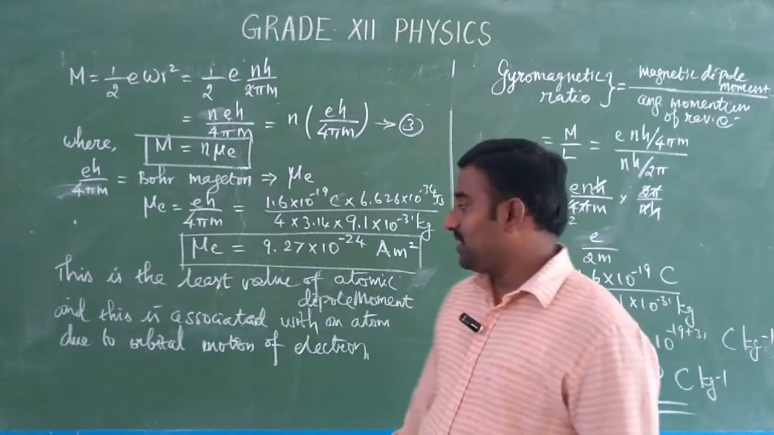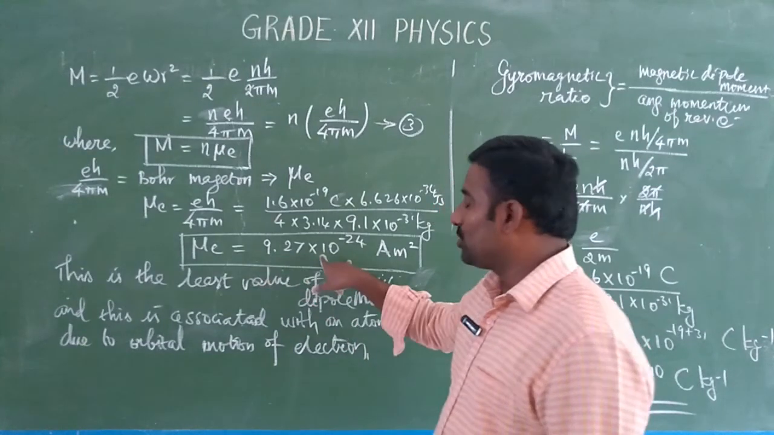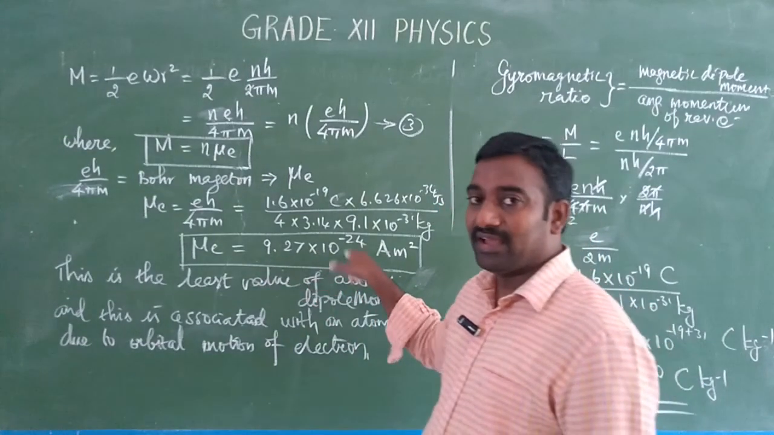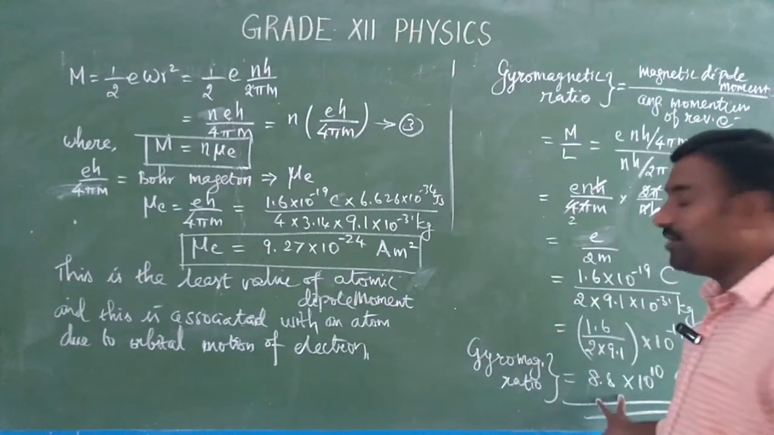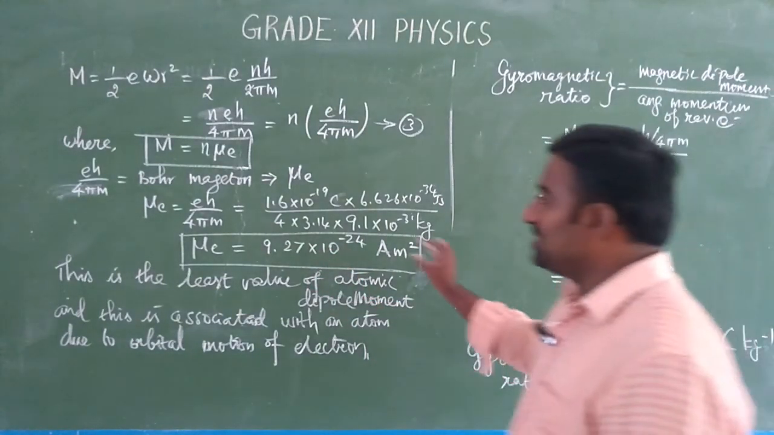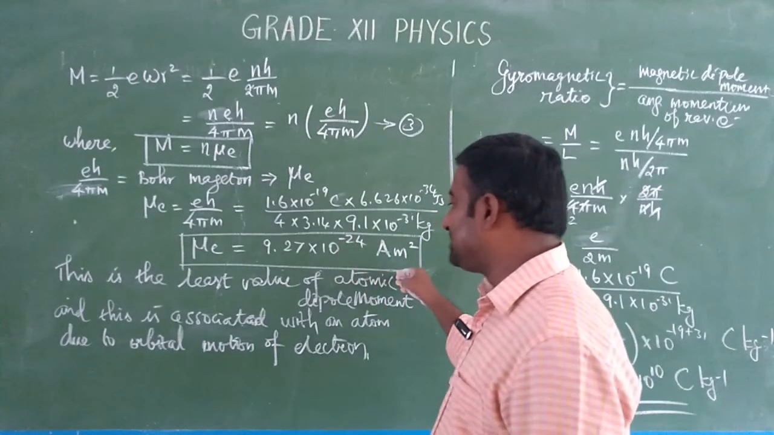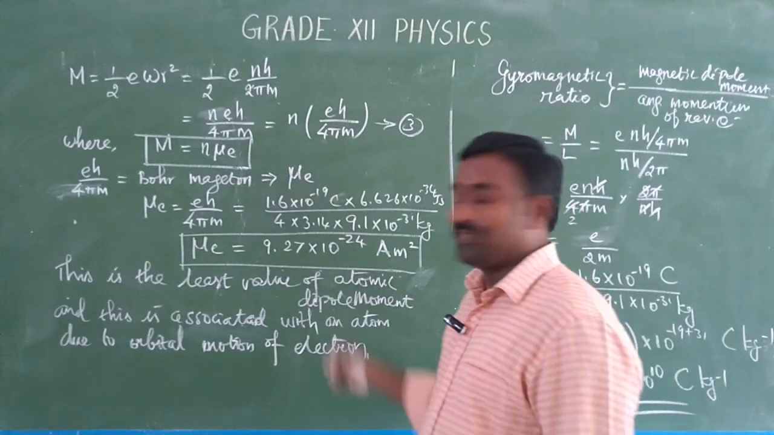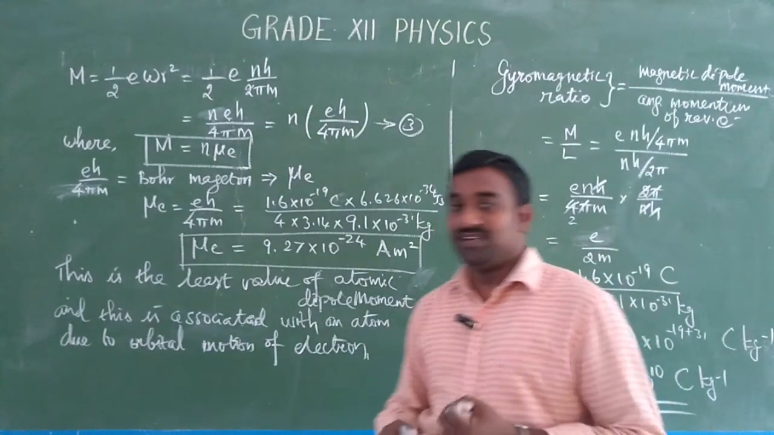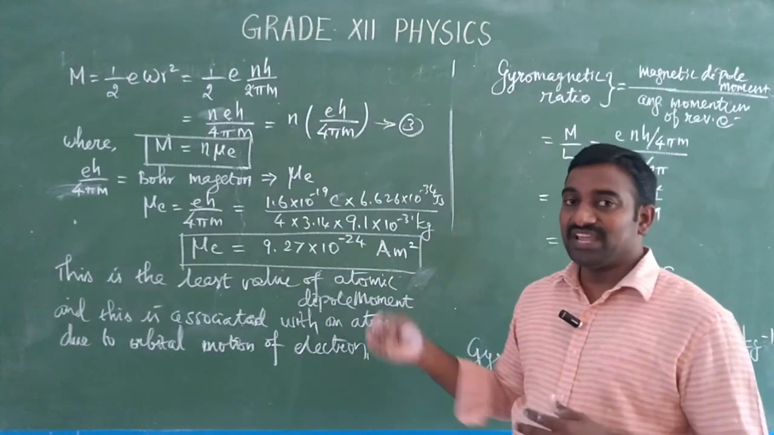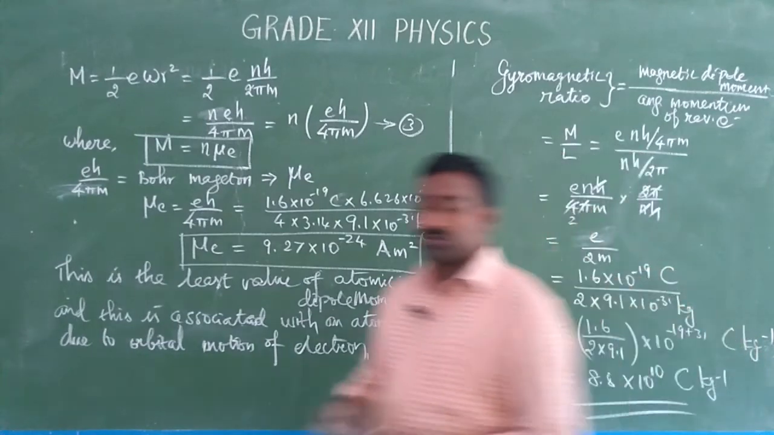So this is the Bohr magneton of a revolving electron in an atom, and this is the gyromagnetic ratio. But generally this Bohr magneton value is very small. So why is it very small, and how does an atom behave as a dipole moment? That is a further question that can be asked from this topic. Thank you.